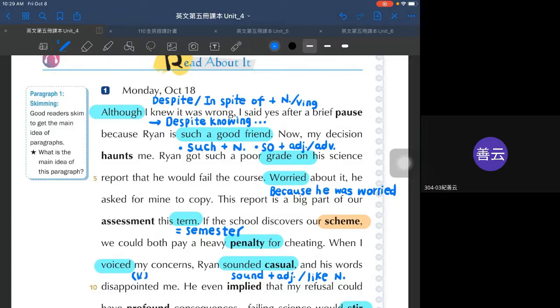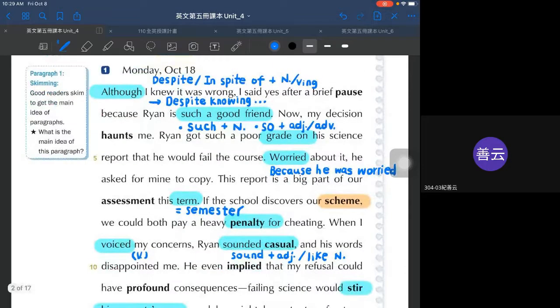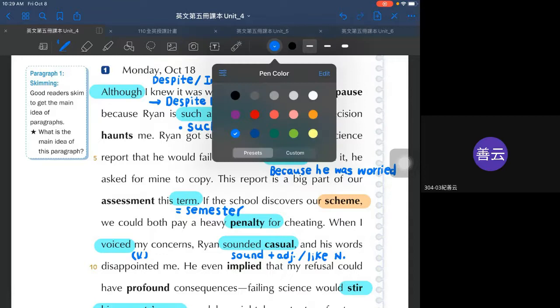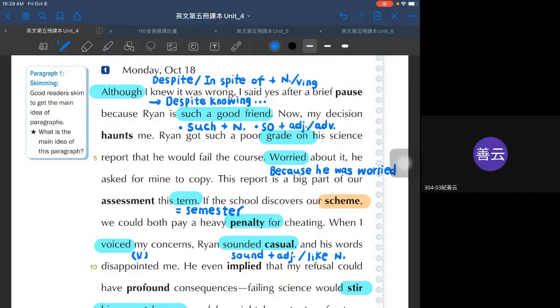Ryan sounded casual and his words disappointed me. So here you can also underline the phrase sounded casual. So for some of this kind of verb, you can just put an adjective behind. For example, we have verbs like sound, right? And also like it looks good, or it smells good, or it feels good. So there'll be these kinds of verbs. Okay, we are talking about feelings using these kinds of verbs, and then you can just put an adjective behind.